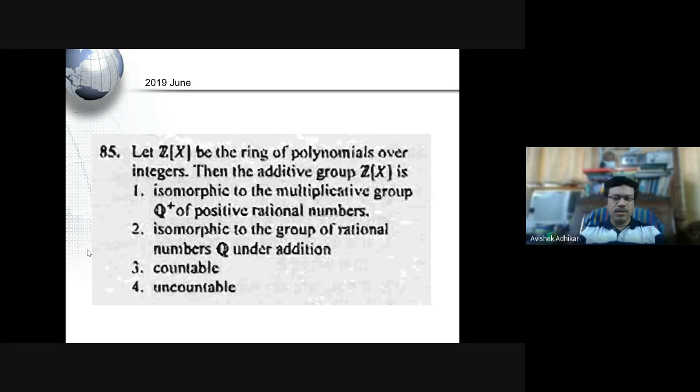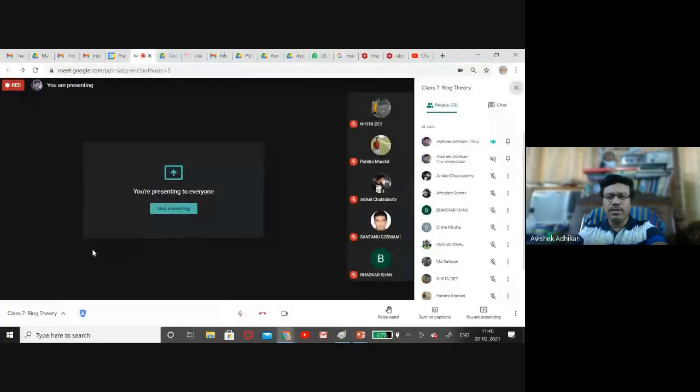Okay. Then 3 is of course true because you can check with Q plus, and of course if it is countable it cannot be uncountable. So 1 and 3 are the correct options. Is it clear to all of you? Any question or doubt anybody has, please? Anybody? Is it clear to all of you?